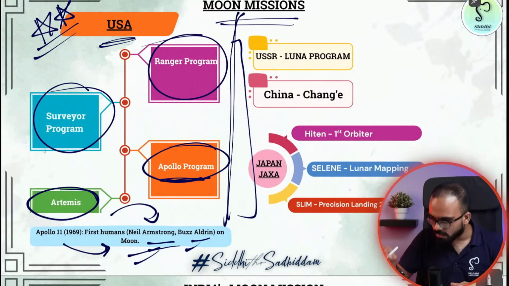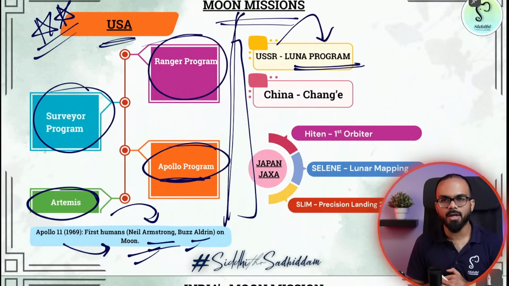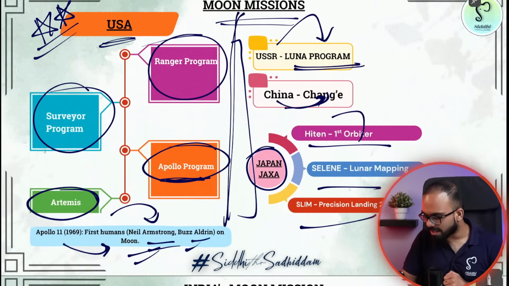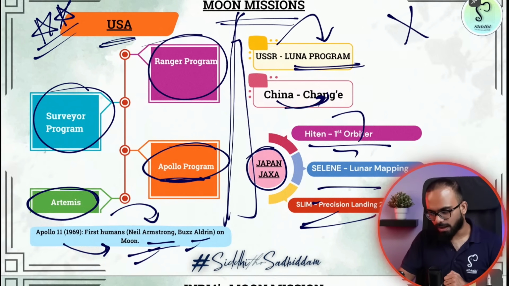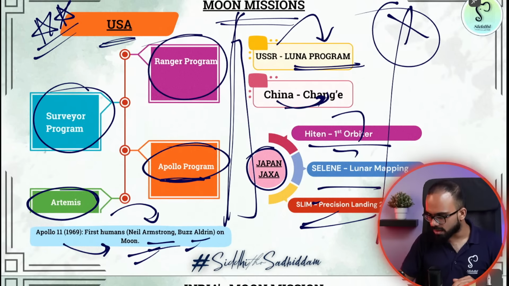All these programs are USA's programs. USSR has a moon program called Lunar program. China's program is Chang'e. Japan has three programs: Hiten, Selene, and Slim. Don't write this. Slides are available as I told you, but you need to know what to study from this.